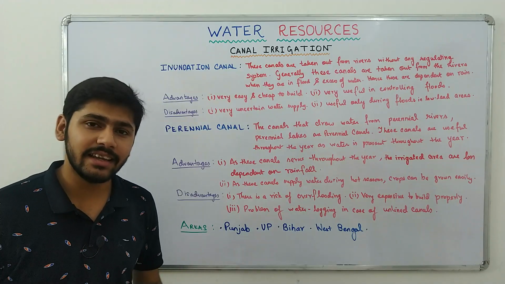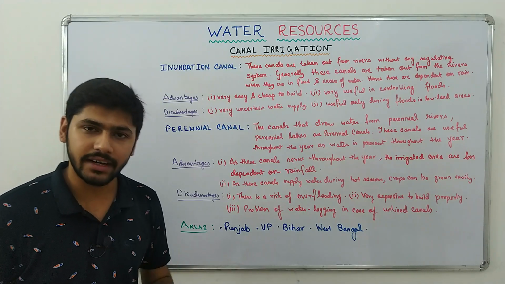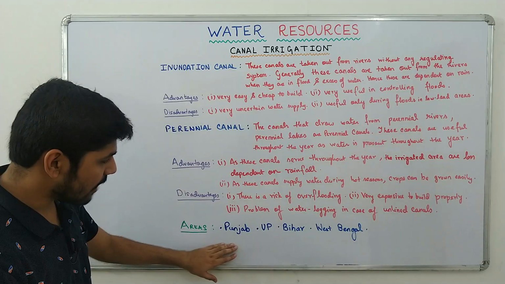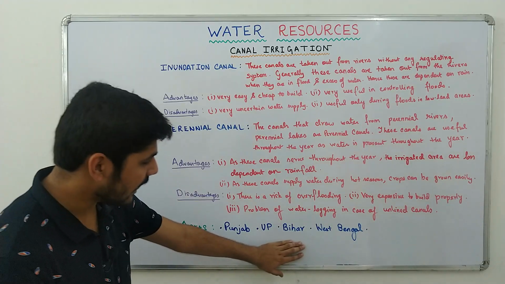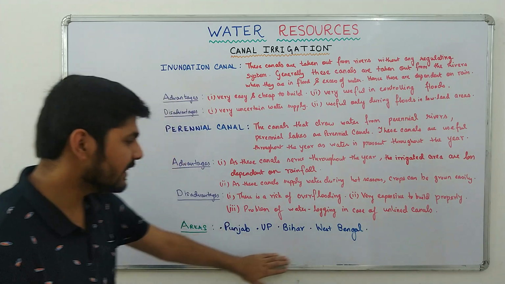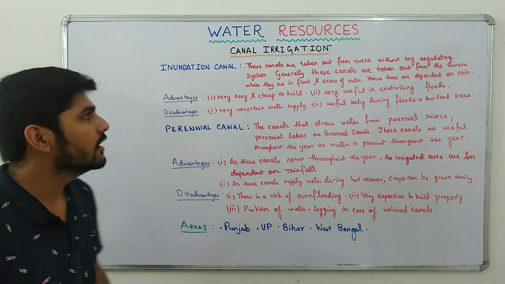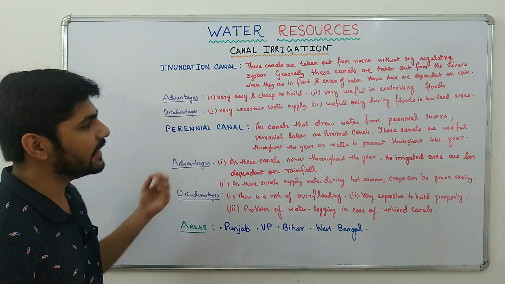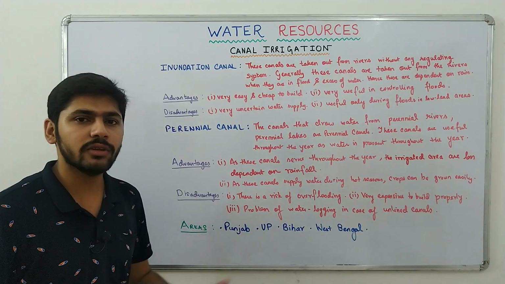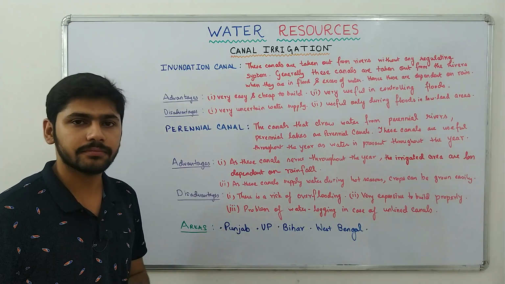Now what are the areas where canals are found in India? They are Punjab, Uttar Pradesh, Bihar, West Bengal. So basically the north part of India or the northern plains. So guys, that was all regarding canal irrigation. Now we'll move on to the next irrigation.